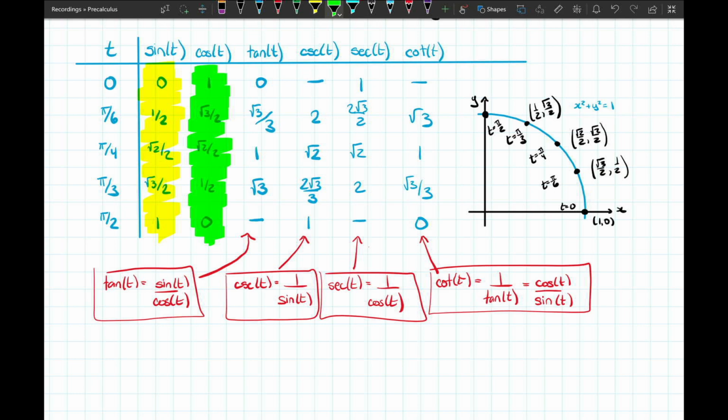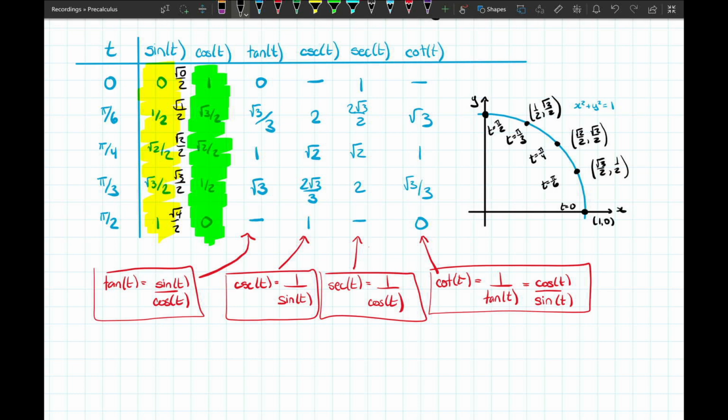And you can remember these actually quite quickly. 0, 1/2, root 2 over 2, root 3 over 2, and 1. For sine t, if you want to be a little bit creative with that, we can actually write this as root 0 over 2, root 1 over 2, root 2 over 2, root 3 over 2, and root 4 over 2. If you have a tough time trying to memorize 0, 1/2, root 2 over 2, root 3 over 2, and 1, you might be able to use this as a little shortcut.